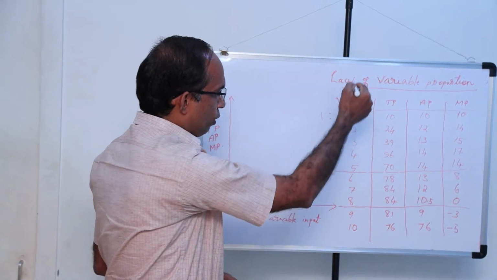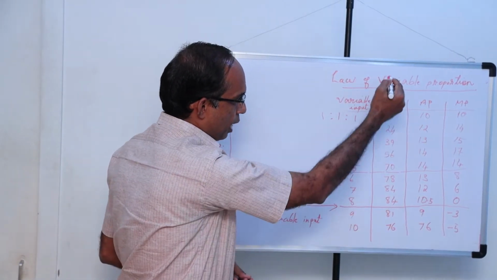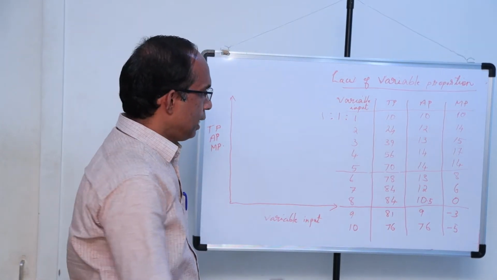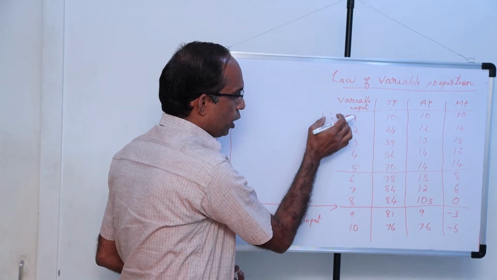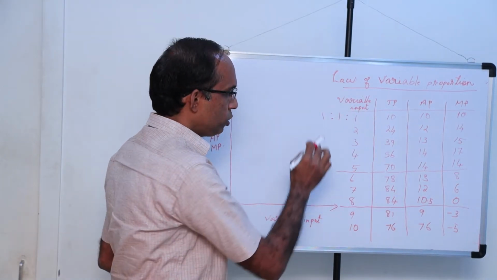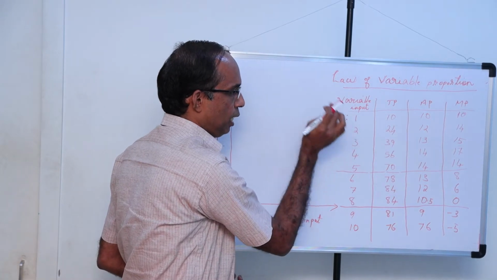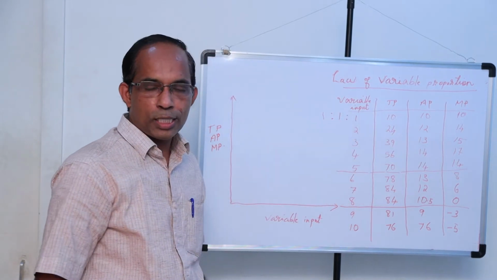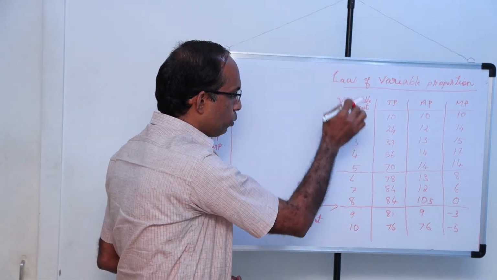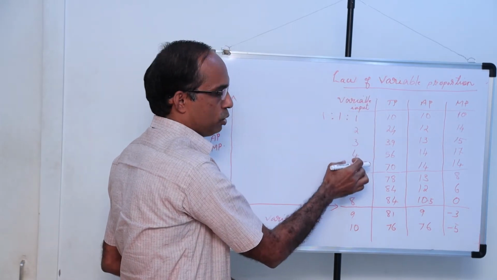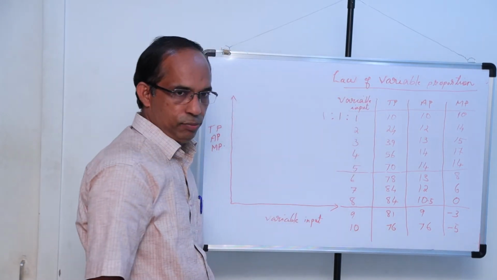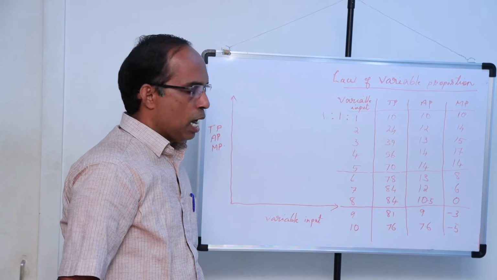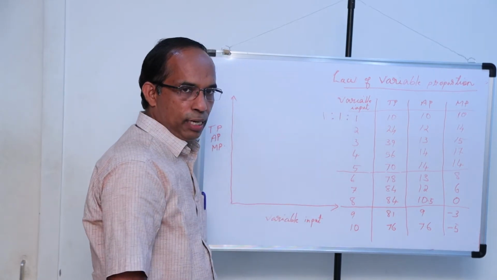In the first column variable input is given, and total product, average product and marginal products, and there are fixed inputs and variable inputs. These two are called fixed inputs, land and labor, while raw material is the variable input. In the short run we studied, the producer is changing only the variable inputs, keeping all other inputs constant. So in this example we write the values of variable input only. There are fixed and variable inputs, right?